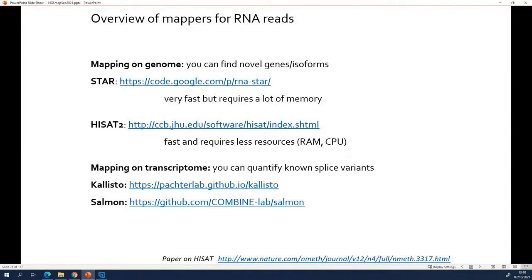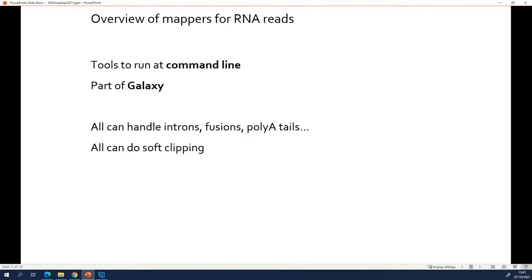Now, what is the plus here? The plus is that there are ways to use the Kallisto and Salmon output that is specific for isoforms, for transcripts, to transform that output into gene level counts. So you get a similar output as for these. So basically, for this, you can only look at differentially expressed genes. And with these tools, you can do both. You can look at differentially expressed genes, and you can look at differential isoform usage. But novel things will only be found by mapping on the genome. All of them are in Galaxy.